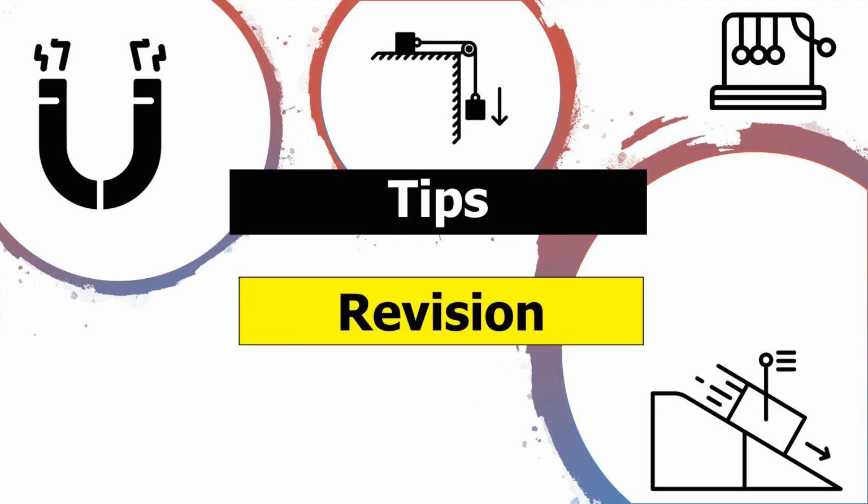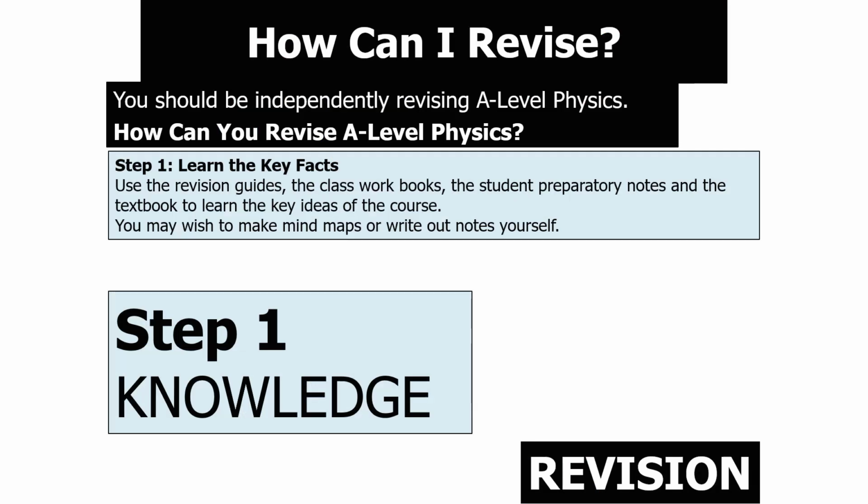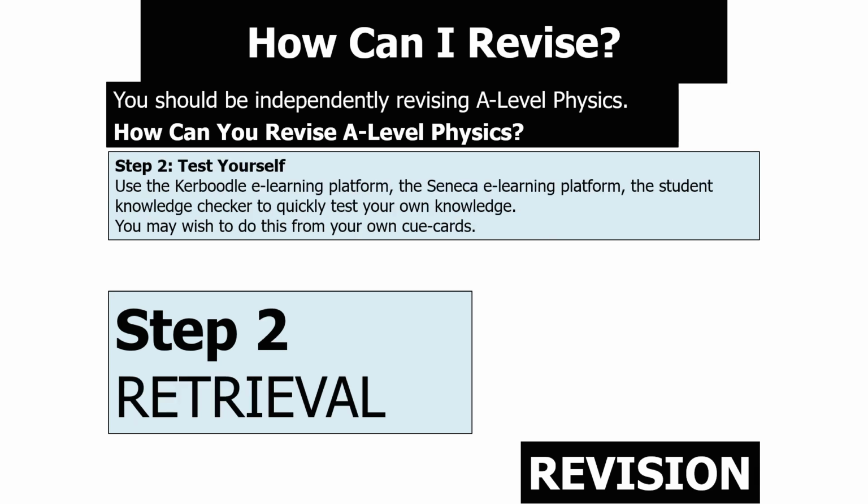Now, in terms of how you should revise for A-Level Physics, the first step you should be doing is learning the key facts. So use revision guides, class workbook, student prep notes and a textbook to learn the key ideas of the course. You may wish to make mind maps or to write out notes yourself. Secondly, test yourself. Use the Caboodle e-learning platform, Seneca, student knowledge checkers to quickly test your knowledge. You may wish to do this from cue cards.